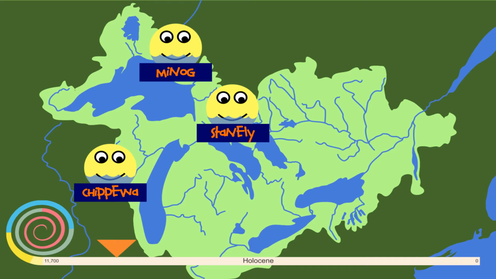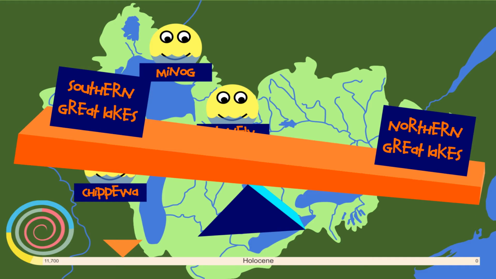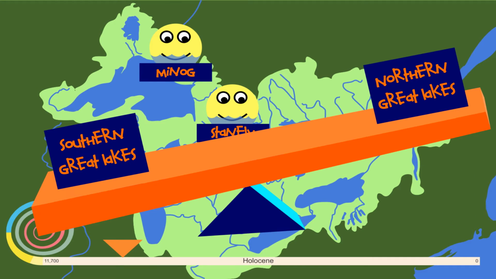The load of ice had depressed the land, but now, with the ice gone, the land began its slow, inexorable ascent. Since the land in the north was under glaciers for longer, it had depressed further than the southern land, and so now, with the ice gone, rose faster. It's convenient to think of this process like a giant teeter-totter, with the northern half of the Great Lakes rising while the southern half is falling.